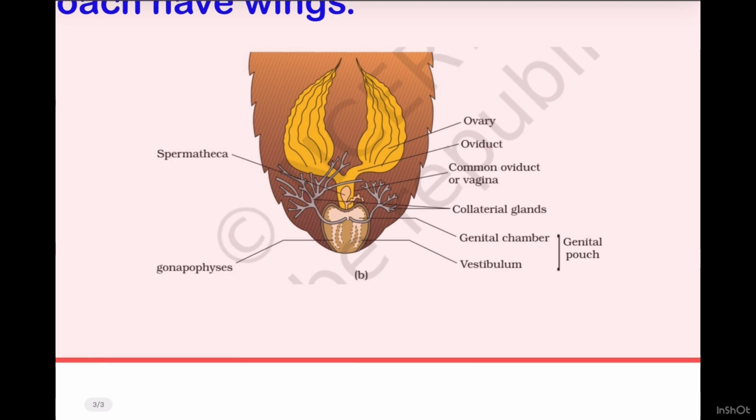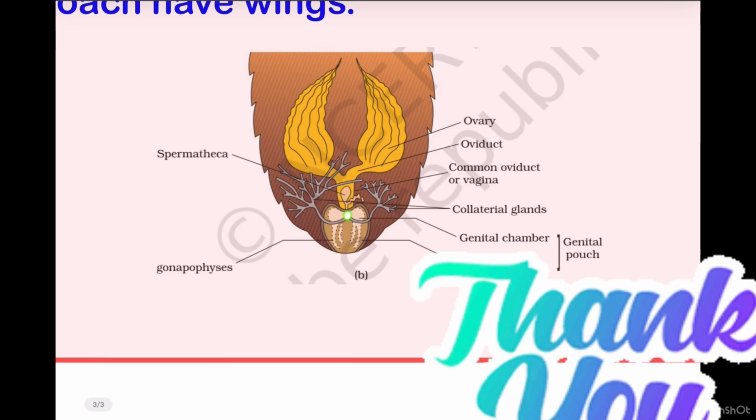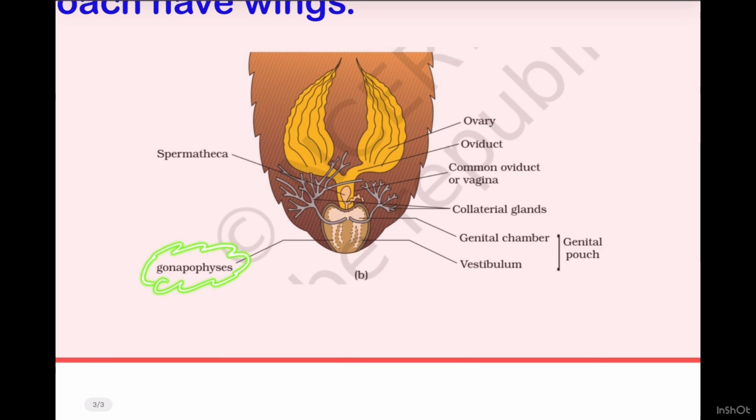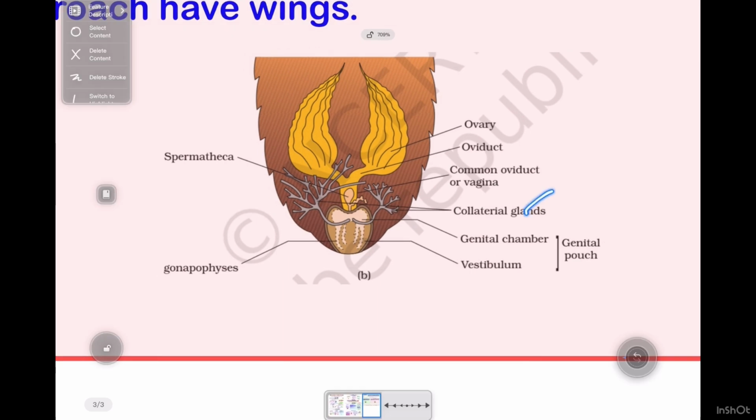And temporary storage of the sperms can be seen in this spermatheca. This is the spermatheca. And then this opening can also be seen at the genital pouch. And then the gonapophysis can be seen, like the phallomeres. And that's about the cockroach. Hope you got it.